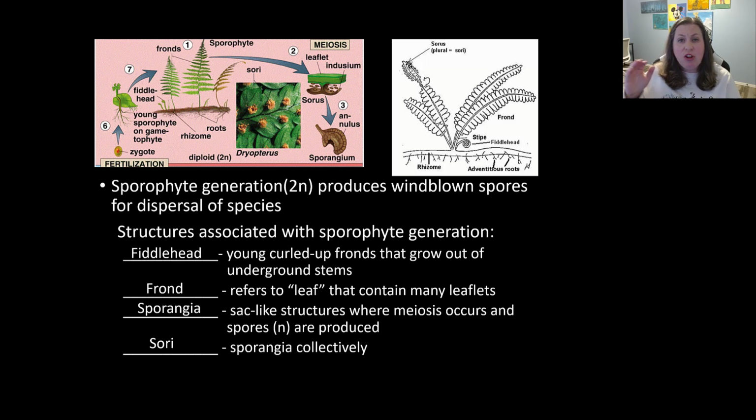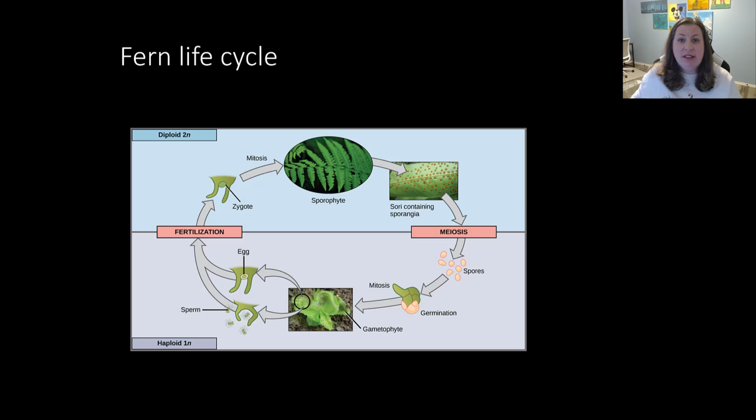So let's take a closer look where we put the two generations together in the fern life cycle. So if we take a look here at the fern life cycle, we do see that you have the diploid generation and you have the haploid generation. So the diploid generation, after fertilization, there is the zygote. The zygote undergoes mitosis. It then grows into the plant that we see as the fern, okay, the sporophyte.